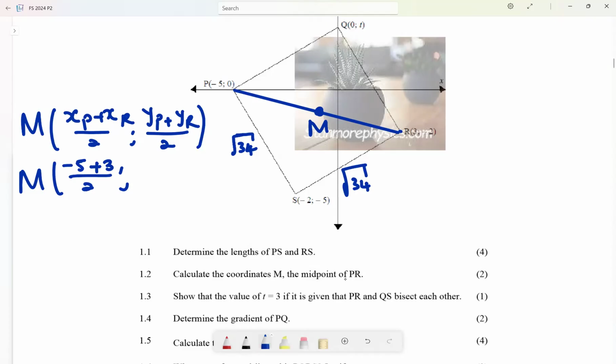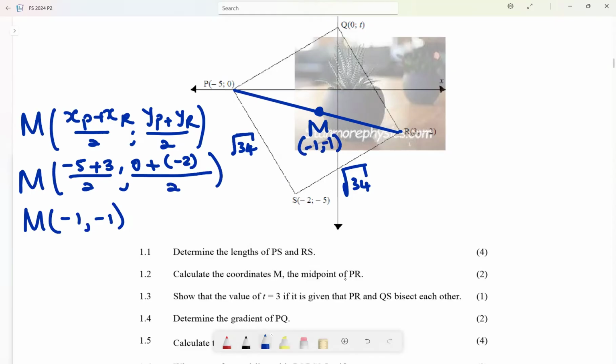Then here I have y of P, which is 0, plus y of R, which is -2. I could have said 0 minus 2, still fine. So I get a midpoint of -1 and -1. Can you see that it is approximately that here, maybe -1, here maybe -1? So we have a midpoint there of coordinates -1 and -1. In case you're going to need them, let me just put them here.